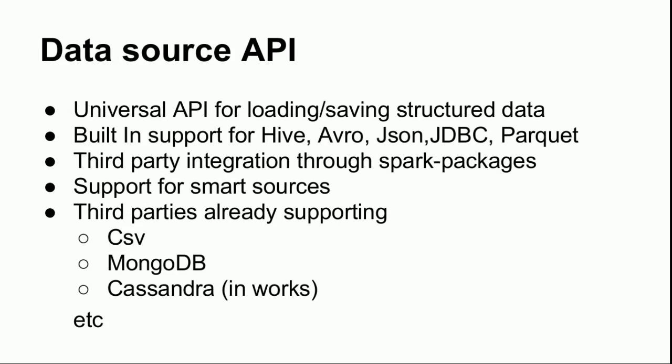Now, what is a data source API? Till Spark 1.2, the only way of loading data was the input format. Input format is not unique to Spark, it is borrowed from Hadoop. But the issue with input format is there is no support for loading structured data specifically. For example, if you want to load JSON or CSV, you have to just piggyback on the input format in order to load the schema, but there is no direct support.